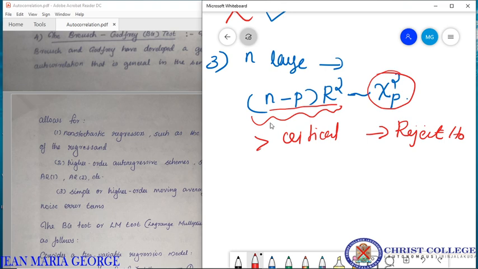What was the null hypothesis actually? The null hypothesis is that rho 1, rho 2, rho 3, up to rho p are all equal to 0. That is, no autocorrelation was the hypothesis. We reject the hypothesis of no autocorrelation if the value is greater than the critical chi-square value at the chosen level of significance. So this is the final test for detecting the presence of autocorrelation. Hope you got it.